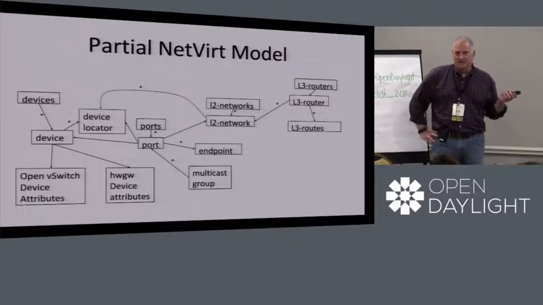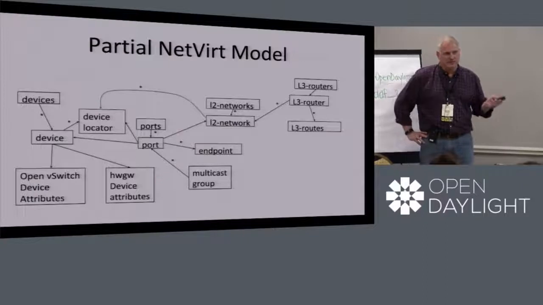There's a set of Yang files that has recently been committed to the OVSDB NetVirt project that has more details on how all this fits together, and these different pieces are represented there. Any questions on this before we move on?